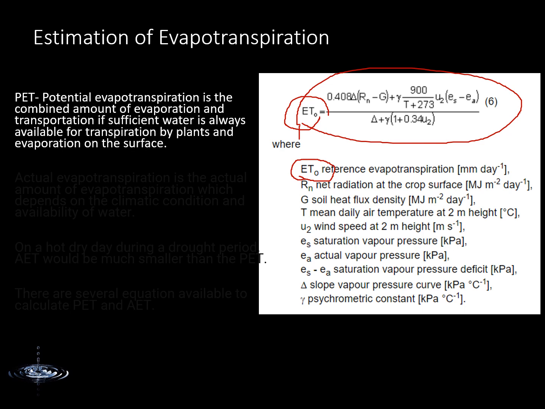So first, to calculate the potential evapotranspiration, you need information like net radiation, soil heat flux, mean daily air temperature, wind speed, saturation vapor pressure, actual vapor pressure, slope of vapor pressure curve, and psychrometric constant. All this information you need, and most of it you can get from a climatic station. There are rainfall stations and climatic stations. Climatic stations measure temperature, humidity, wind speed, all this information.